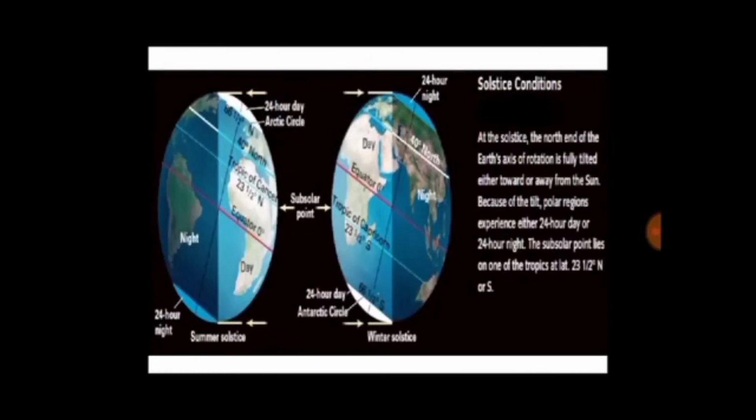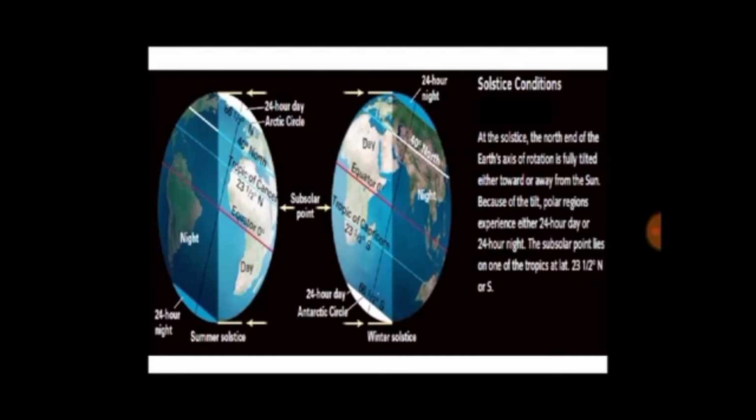Now, in the figure that is given to you, you can see that at the solstice, the north end of the Earth's axis of rotation is fully tilted, either towards or away from the sun. Because of the tilt, the polar regions experience either 24 hours of day or 24 hours of night. The subsolar point lies on one of the tropics at latitude 23 and 1/2 degrees north or south.